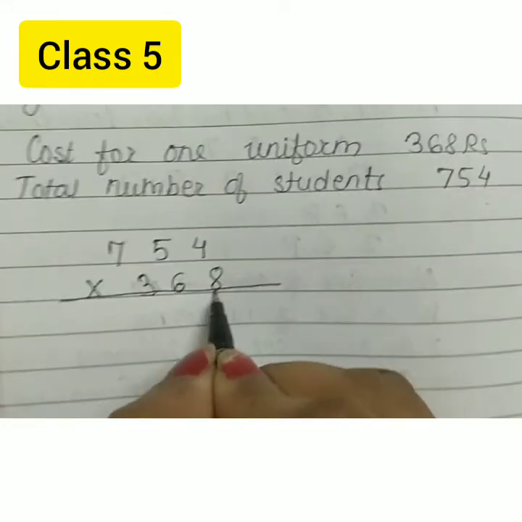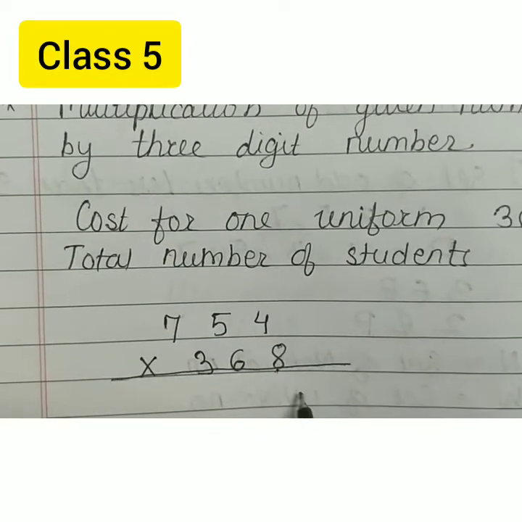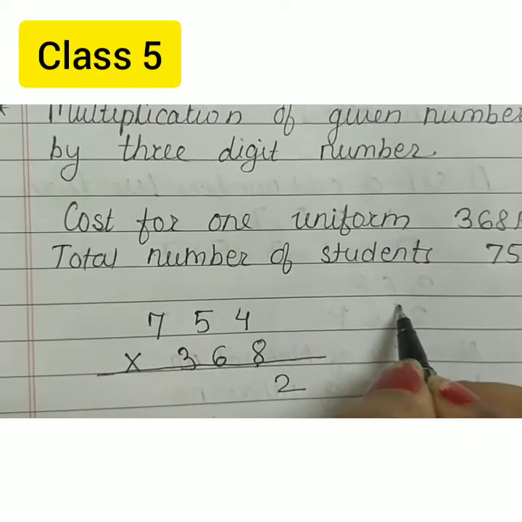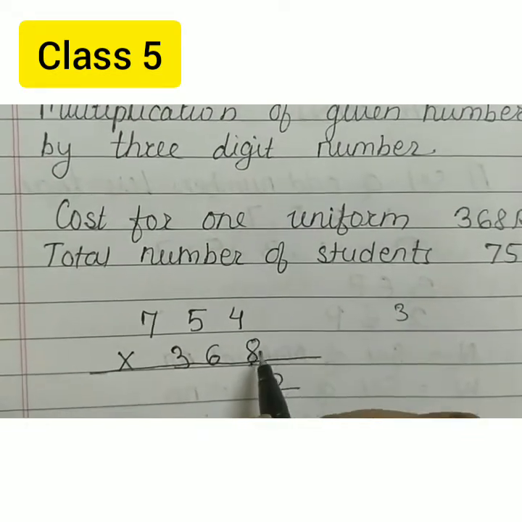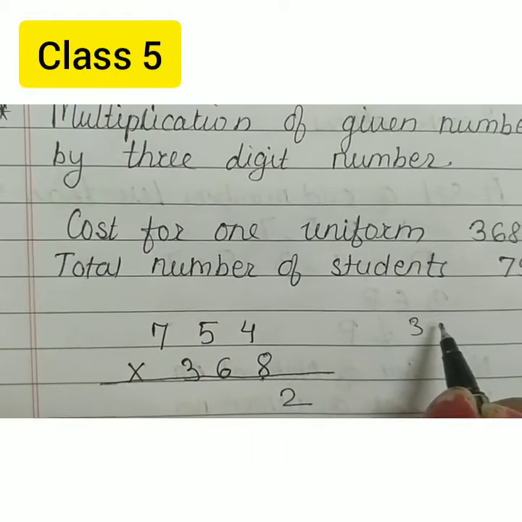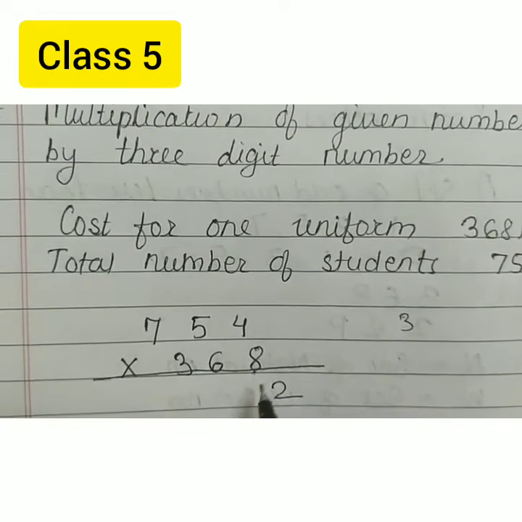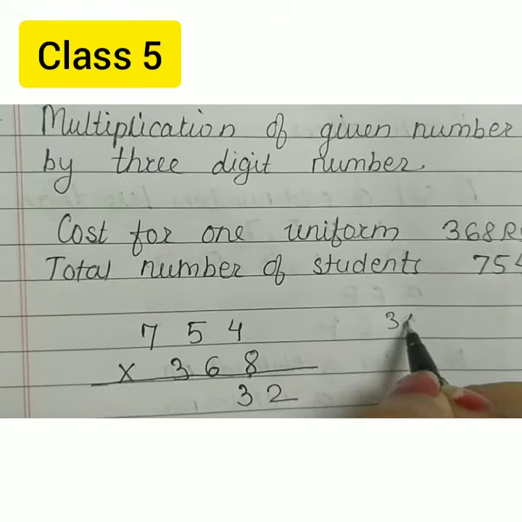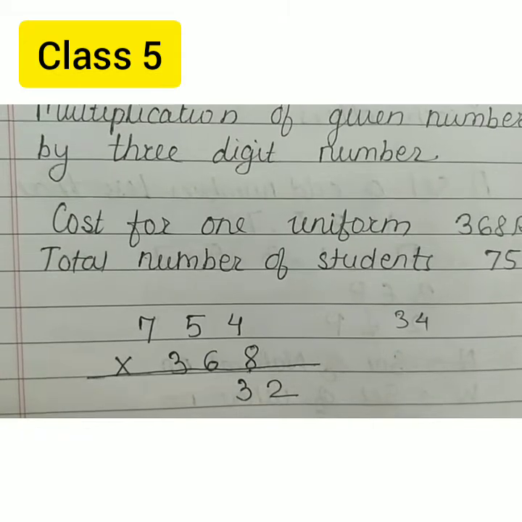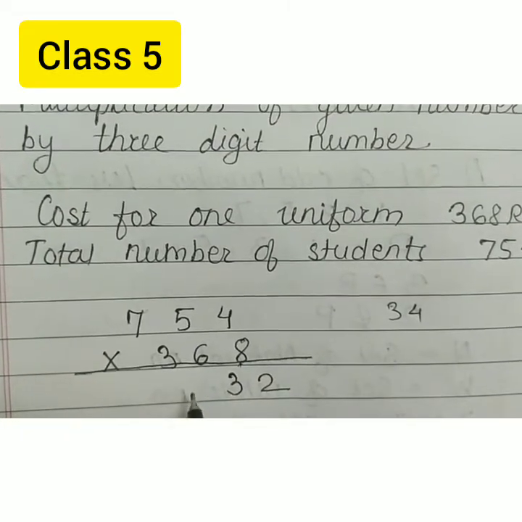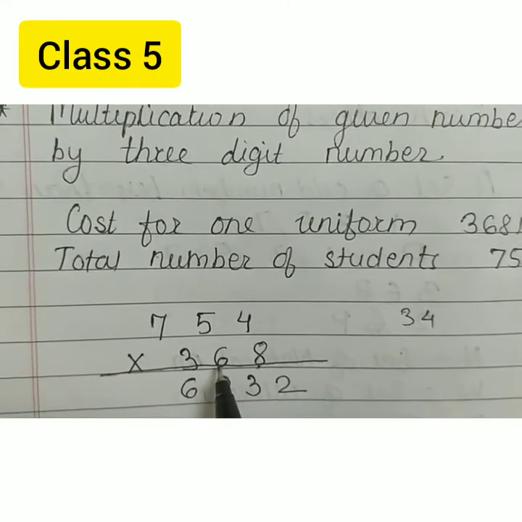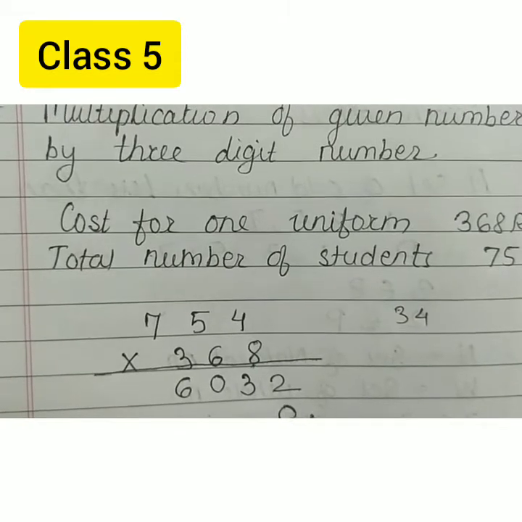8, you know the method, so 8 fours are 32. Then we have 3. I am going to write the remainders here. I have 3. 8 fives are 40. 40 plus 3 gives me 43. So I have 4 now. And 8 sevens are 56. 56 plus 4 will give me 60. Now as we know the place value of this is 60, I am going to write 0 here.